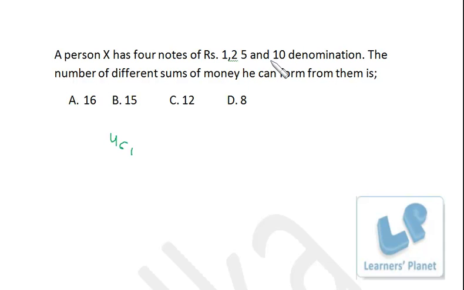Now next, if he takes two notes, right? Two notes means he'll be getting 4C2 combinations, that means 1 2, 1 5, 1 10, 2 5, 2 10 and 5 10. So he'll be getting 6 combinations if he chooses two notes, right? Similarly, if he takes three notes, suppose 1 2 5, 1 2 10, 2 5 10, 1 5 10, something like that, right? And the fourth sum if he takes all the four notes. So in all, these many combinations will provide different sums.